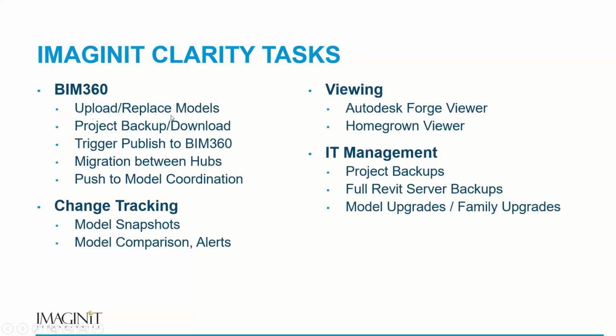Specifically around BIM 360, we do a lot with uploading and replacing of models, doing an off-site backup of the BIM 360 data, or maybe it's an on-site backup. Normally the data is up in the cloud, but if you'd like to make sure that you have all the latest versions of your work-in-progress BIM 360 data, we can automate downloading and making local copies of that on your network. We can trigger publishing. We can help you migrate data between hubs and projects. So if you want to pull data from one project and push it to another, we've got that.